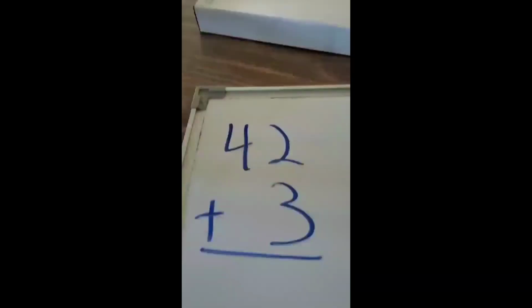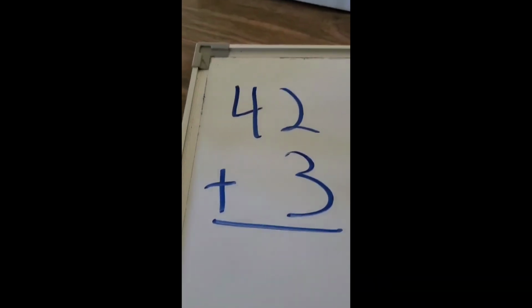Isn't that super cool? So now I'm going to give you guys one, and you guys are going to use your 100s chart or solve it mentally and then check it with your 100s chart. Okay? So here is the number, okay? I'm going to show you. 42 plus 3. Mentally solve that number and then write it down and then check it with your 100s chart. Okay, so pause this video and do that right now.